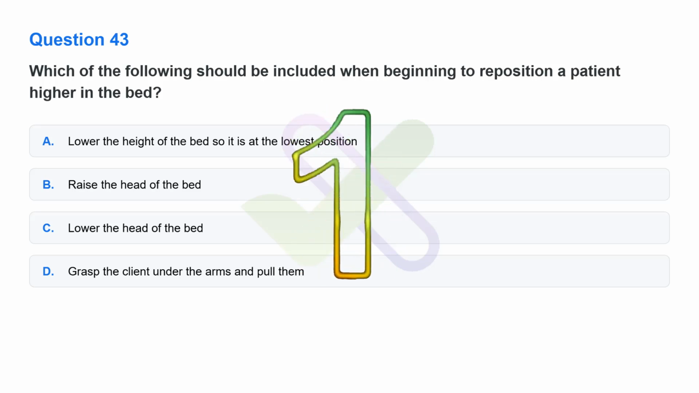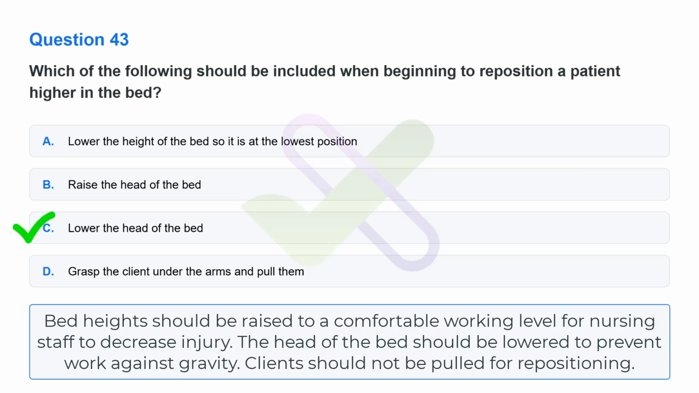Correct answer, C. Lower the head of the bed. Bed heights should be raised to a comfortable working level for nursing staff to decrease injury. The head of the bed should be lowered to prevent work against gravity. Clients should not be pulled for repositioning.